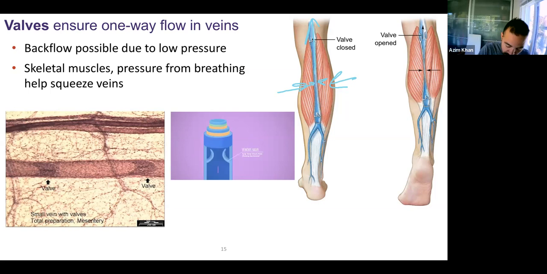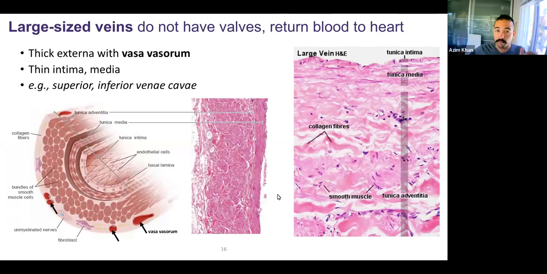You can see in this longitudinal cut, the previous histology we've seen with cross sections, in this longitudinal cut of a vein, you can see valves every few centimeters along the blood vessel, along the medium-sized vein. Venules converge to medium-sized veins converge to large-sized veins. Creative naming. Large-sized veins don't have valves, but they're really large and they return blood back to the heart. Like their counterpart, elastic arteries, they do have vasa vasorum.